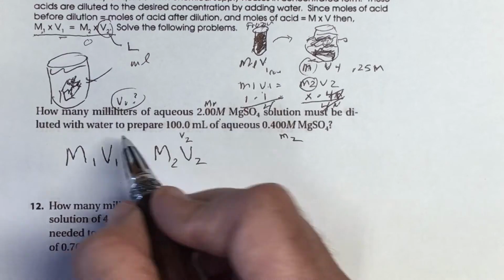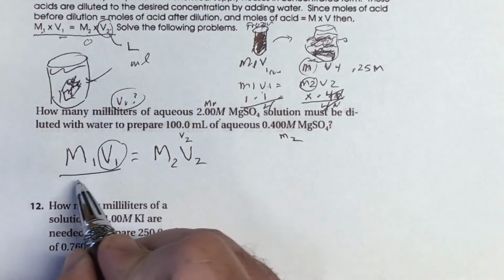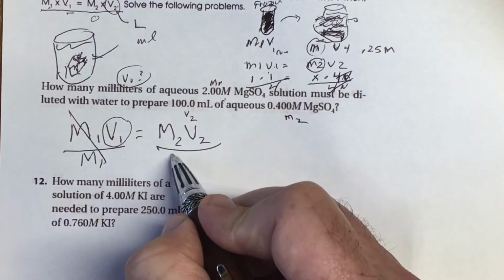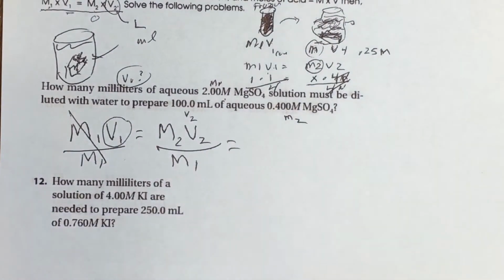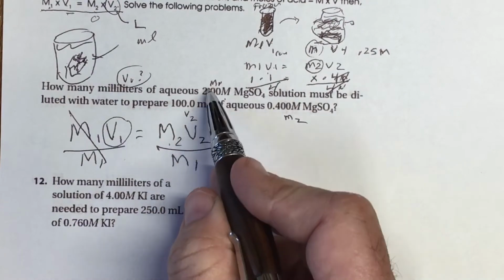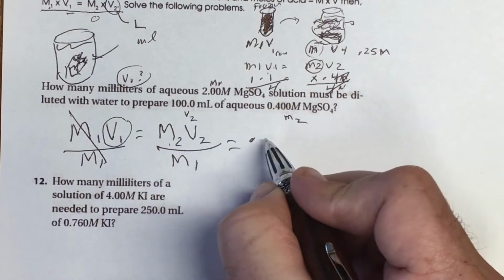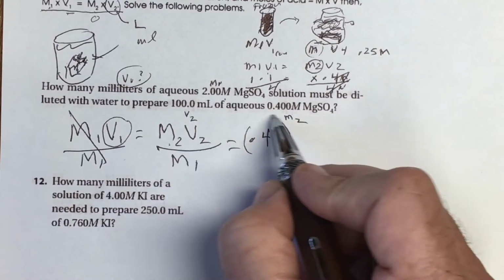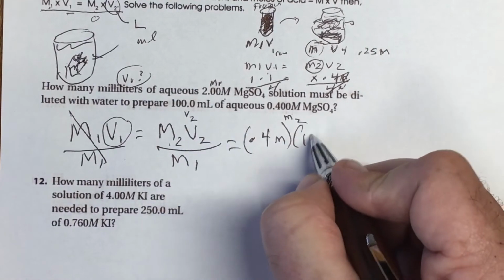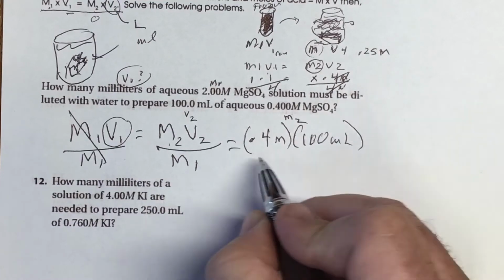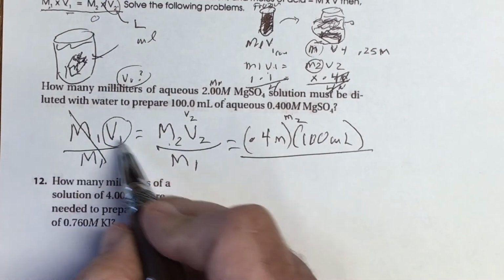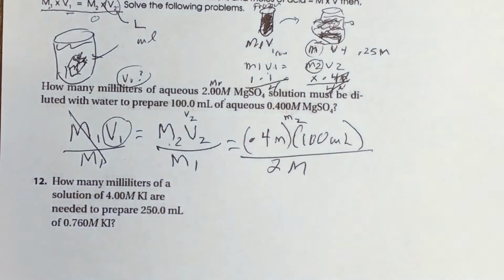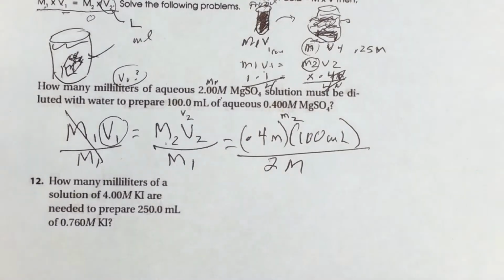We said we're looking for V1, so I'm just going to go ahead right now, mathematically, cancel that out. I have to divide this side by M1. Now I'm just going to substitute. The molarity 2, 0.4 molar, times the new volume, we wanted 100 milliliters. And we got to divide that by the starting molarity, which was 2 molar. Okay, got that set up.